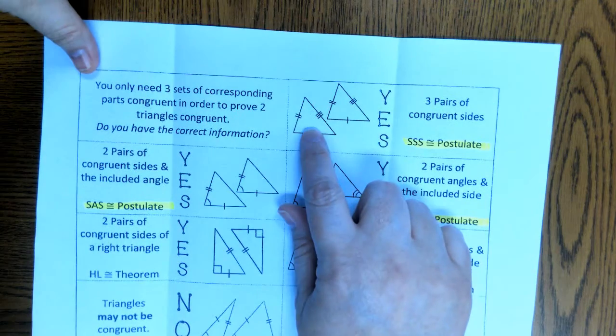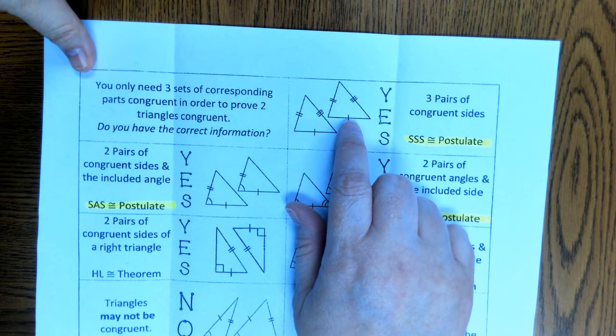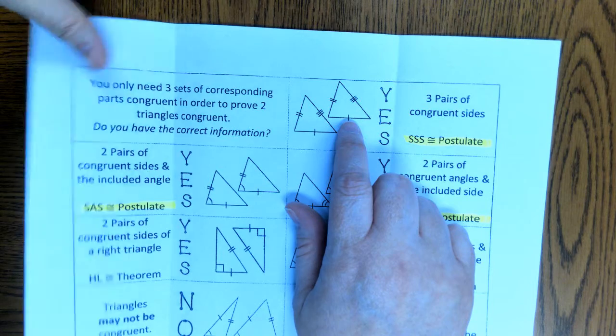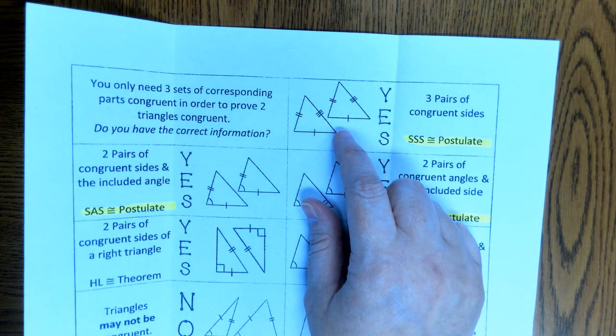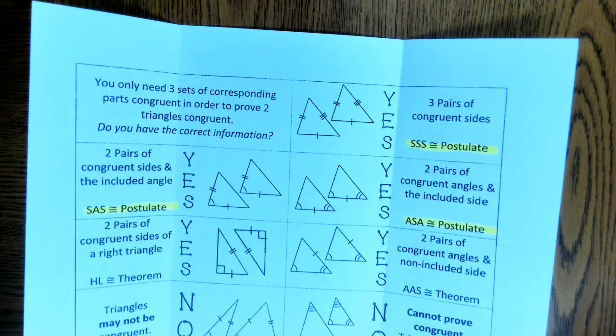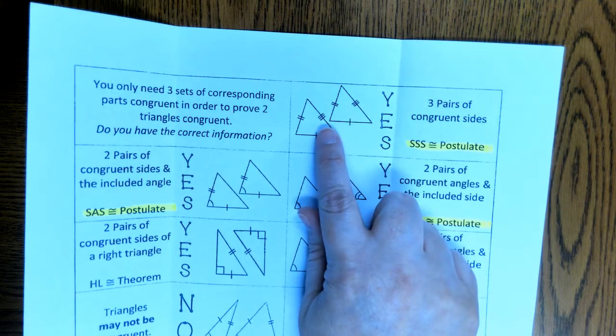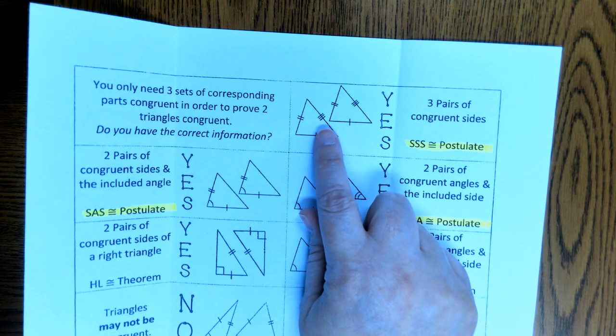If you have all 3 sides of one triangle marked equal to all 3 sides of another triangle, they're going to be exactly the same. And that goes back to that triangle inequality theorem where we talked about the biggest angle was across from the biggest side, the smallest angle was across from the smallest side. If your 3 sides are the same, there's no way your angles could be different.